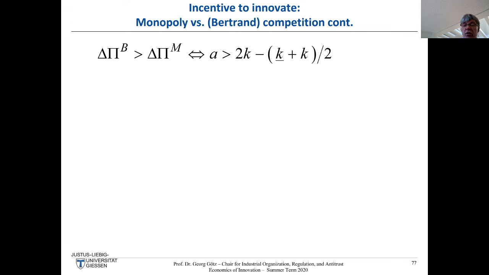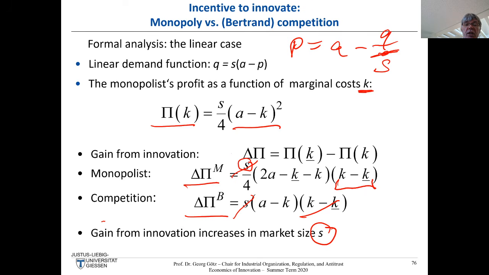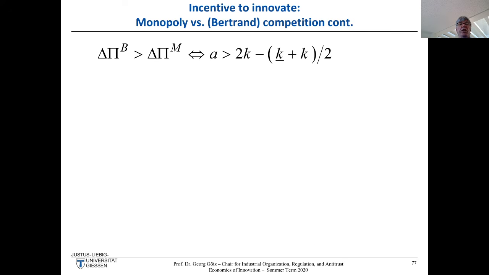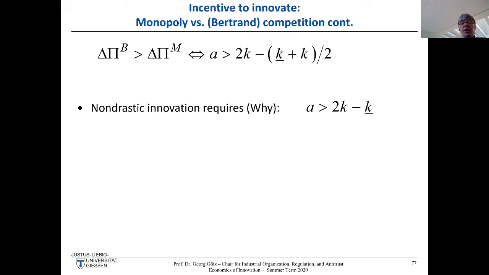factor out the S, you factor out the K minus K lower bar, and you compare the remaining parts, and you manipulate that a little bit, do it at home, and you see it turns out that this holds if A is larger than 2K minus K lower bar plus K over 2. But the point is, actually, we can prove that by just taking into account that A is greater than 2K minus K lower bar, and that's actually what we just derived in OneNote, okay?